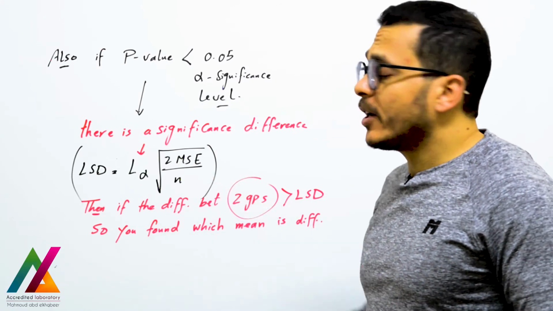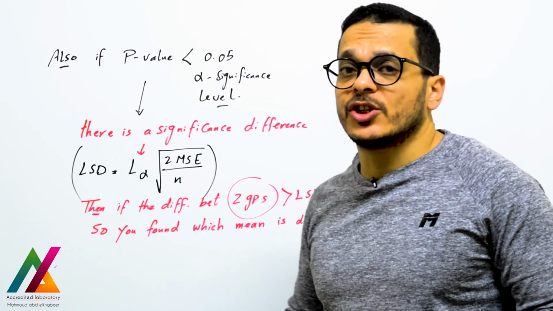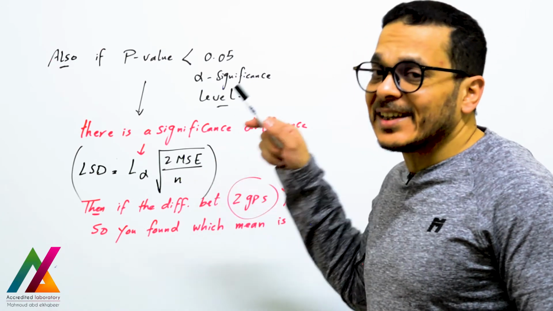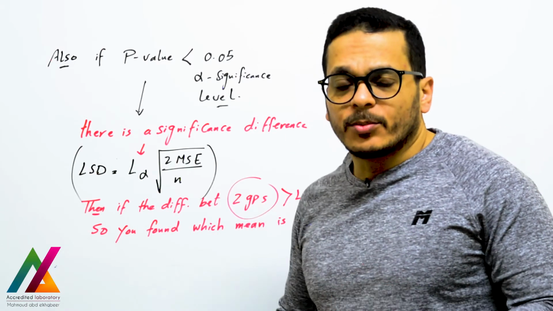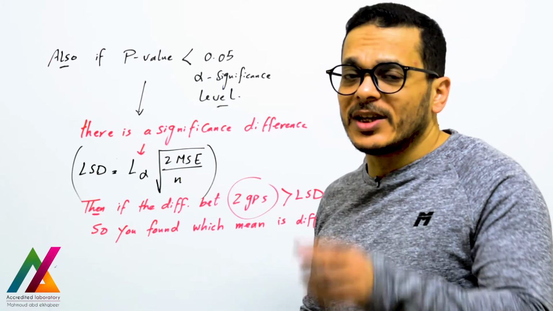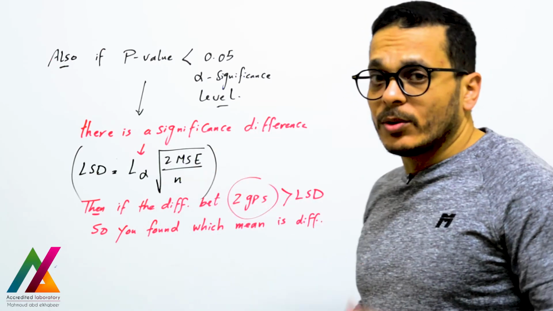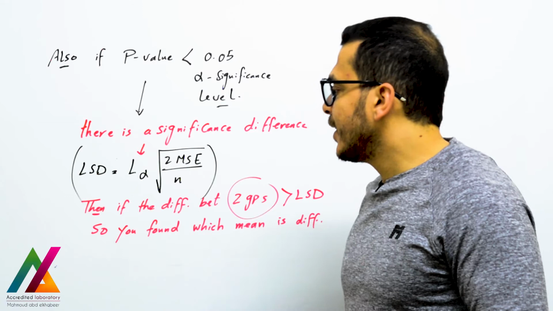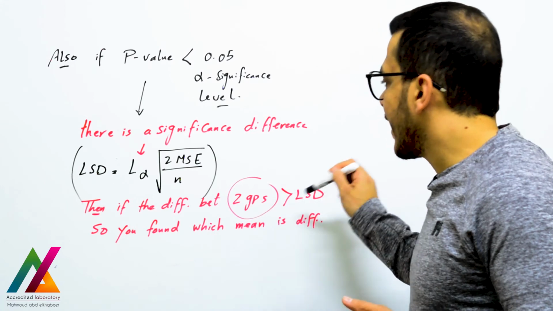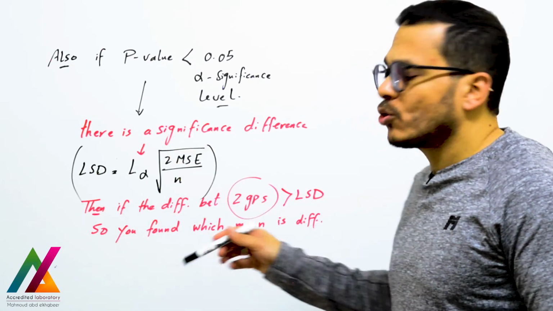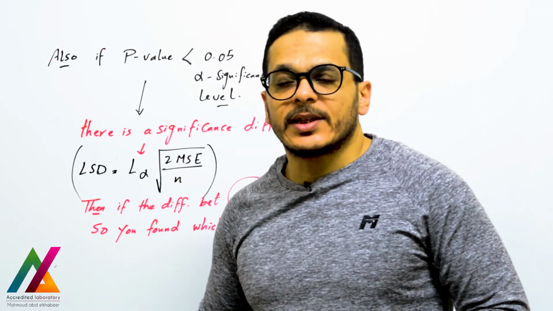Also, you can calculate p-value using the Excel sheet, and if p-value is less than 0.05, or 5% significance level, there is a significant difference between the means of groups. And in this case, you will run a post hoc test to know which mean exactly is different, like least significant difference using this equation. We will do this using the Excel sheet, inshallah. Then if the difference between any two groups is higher than the LSD value that you got, you found which mean is different. And now let's do this using the Excel sheet practically.